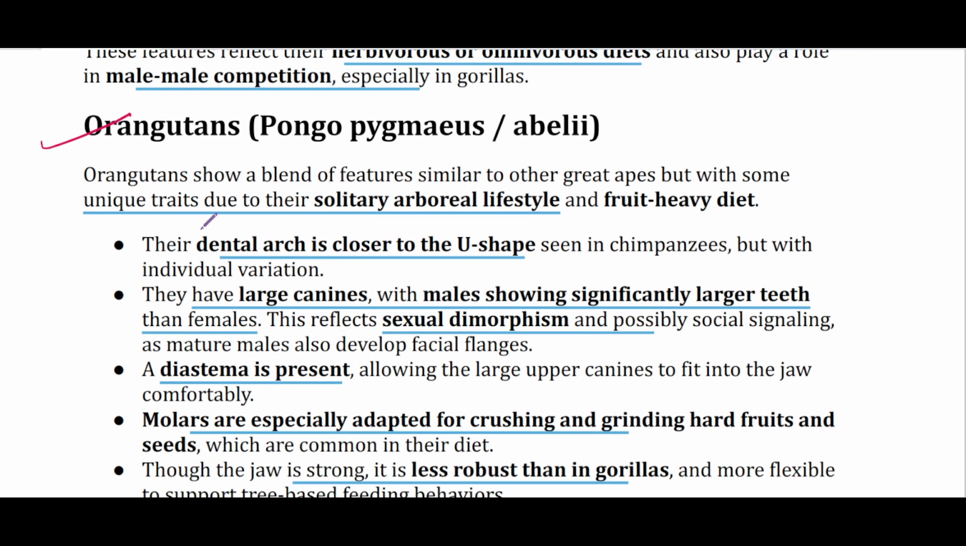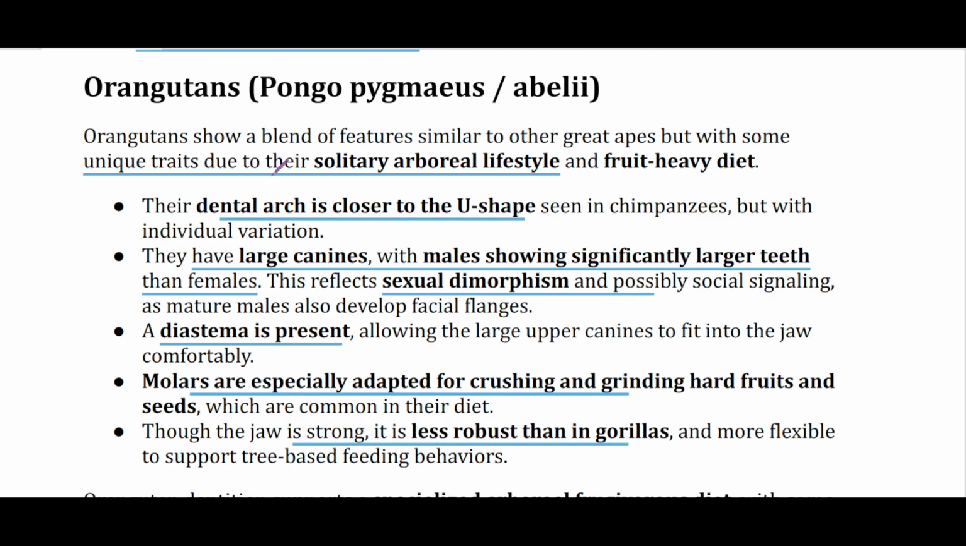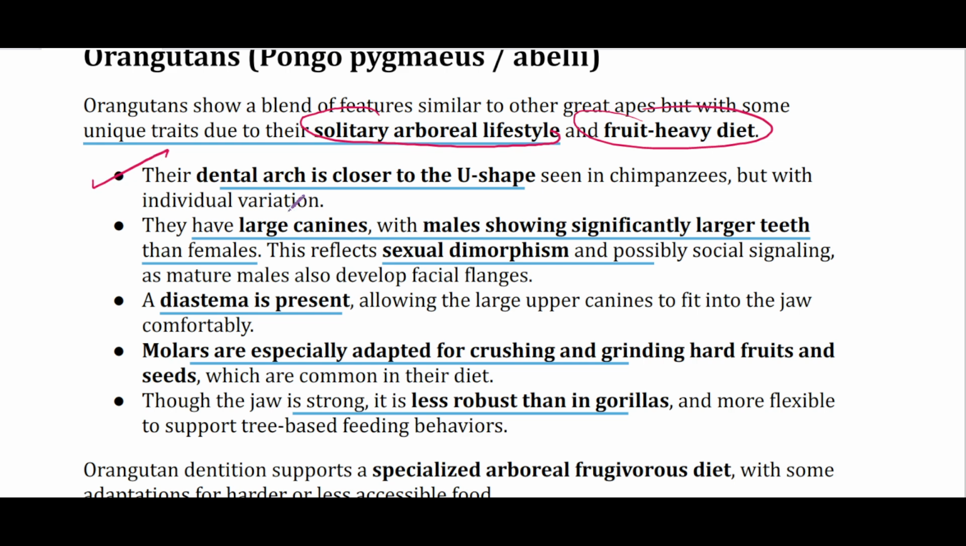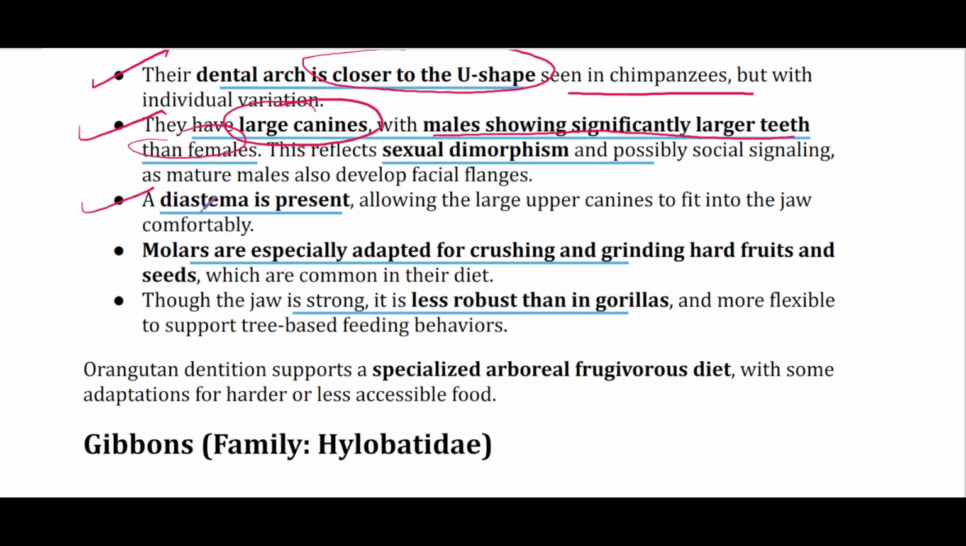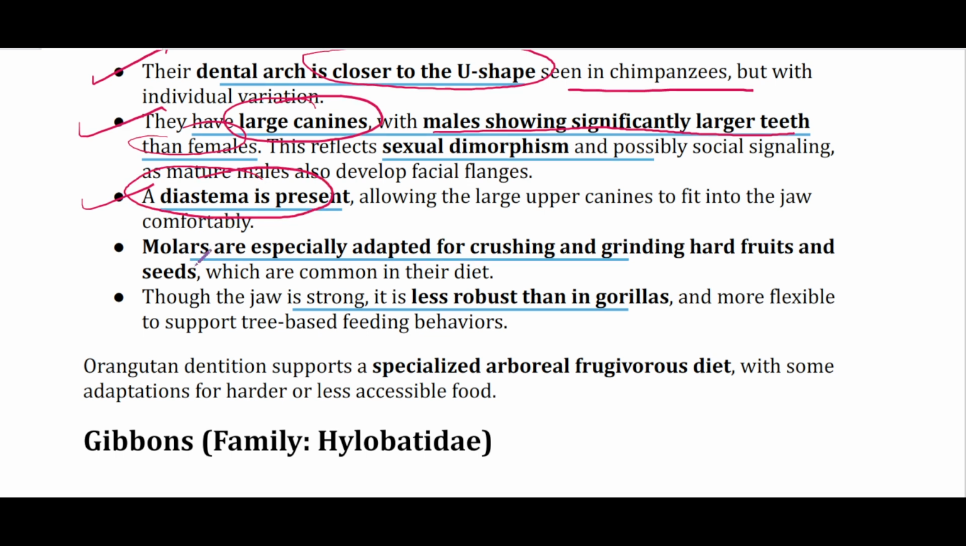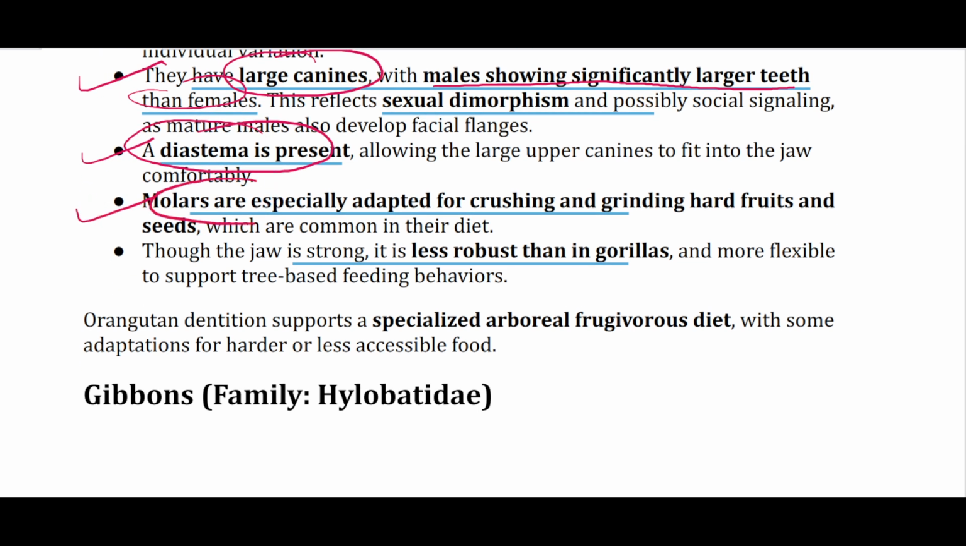Then let's proceed on to orangutans. The dentition of orangutan reflects their solitary arboreal lifestyle and their fruit-heavy diet. Their dental arch is closer to the U-shape seen in chimpanzees. Then they have very large canines, and sexual dimorphism is seen, where males show significantly larger canines than females. Then if canines are larger, then diastema will be there. Then molars are adapted for crushing and grinding hard foods.